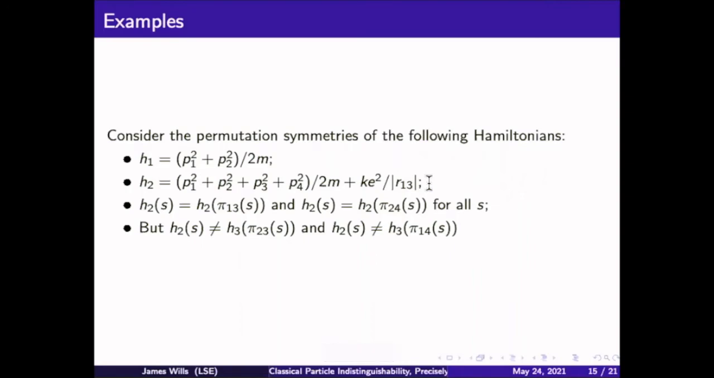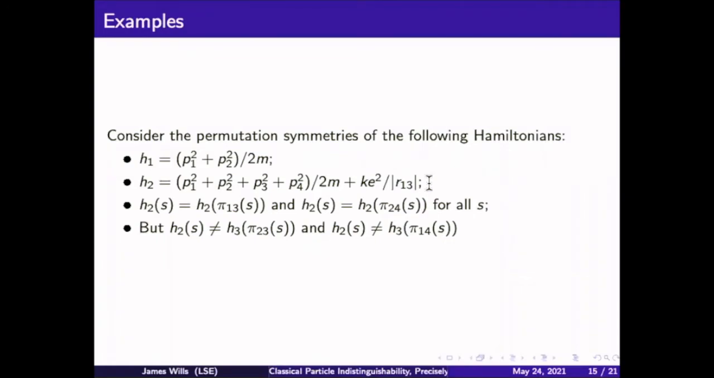Now, in H1, the particles are dynamically indistinguishable. Why? Because pi 1,2 is a symmetry of that Hamiltonian. If I change which particle state has which particle, the Hamiltonian is going to take the same value for both of those states, the permuted states. And in H2, the transformation pi 1,3 is a symmetry of this Hamiltonian. Why? Because particles 1 and 3 are both charged, and so it doesn't make a difference which one is which, in a sense.